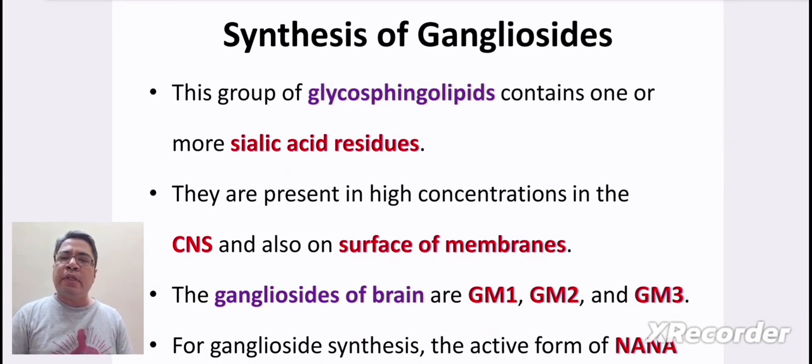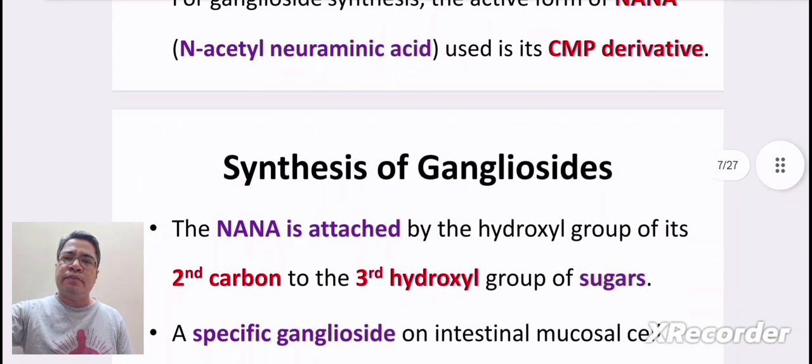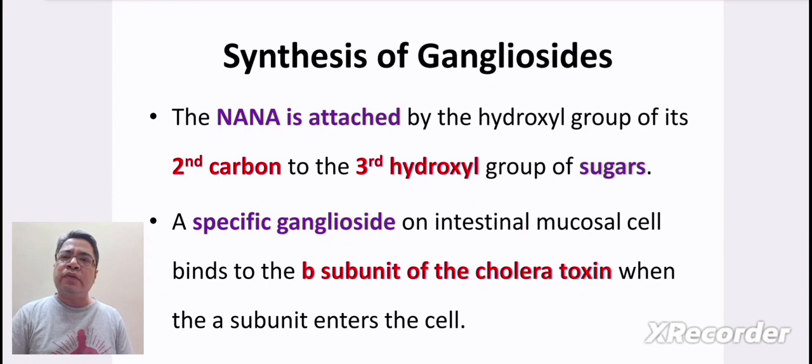Coming to synthesis of gangliosides. This group of glycosphingolipids contains one or more sialic acid residues. They are present in high concentrations in the CNS and also on the surface of membranes. The gangliosides of brain are GM1, GM2 and GM3. For the ganglioside synthesis, the active form of NANA, that is N-acetyl neuraminic acid, used is its CMP derivative. The NANA is attached to the hydroxyl group of its second carbon and to the third hydroxyl group of sugars.